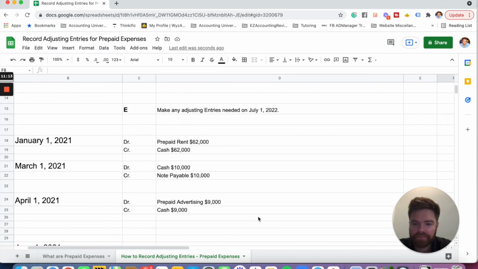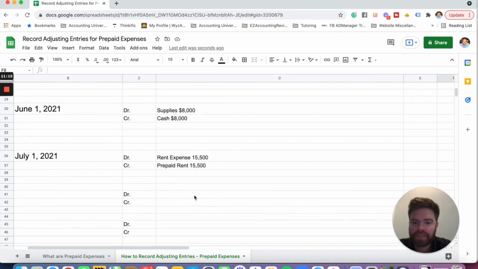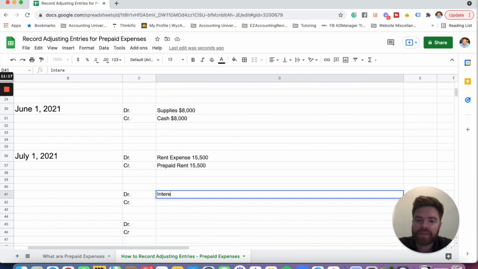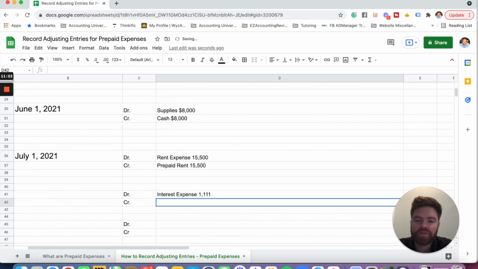So go down here. And what we're going to do is call it interest expense for 1,111. We'll just keep it at that. And then we're actually going to pay this later. So we say interest payable. We'll pay that interest later.